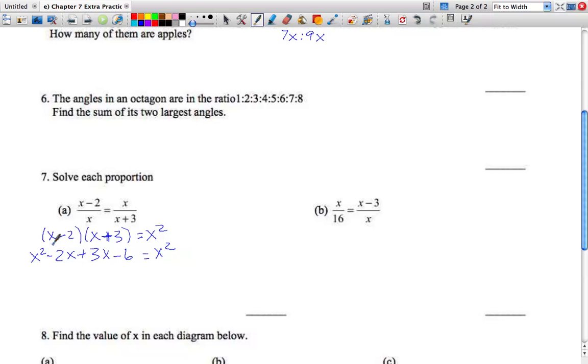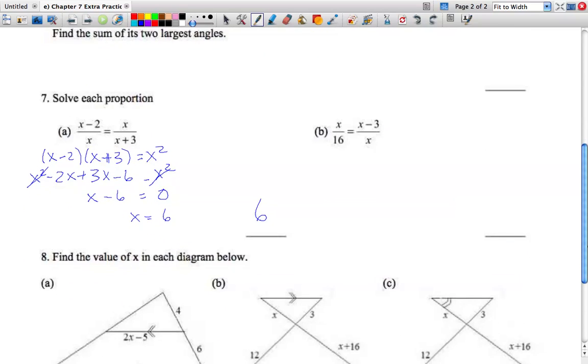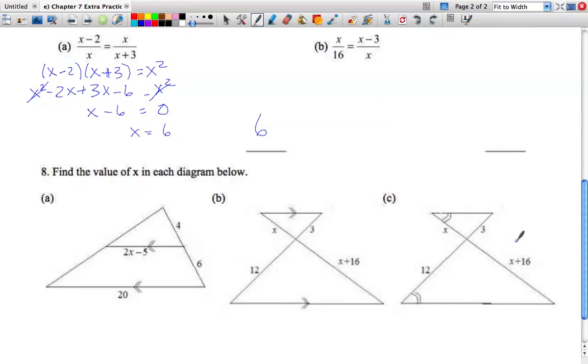We're combining like terms. So I guess if I subtract x squared from both sides, the x squareds will cancel. So I'd be left with 0 equals x minus 6. Adding 6 to both sides, I get x equals 6. This one, I think it's going to be an actual quadratic where you're going to have to factor it at the end. Save that one for you to do.